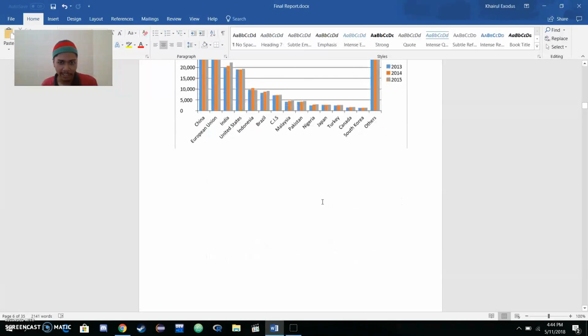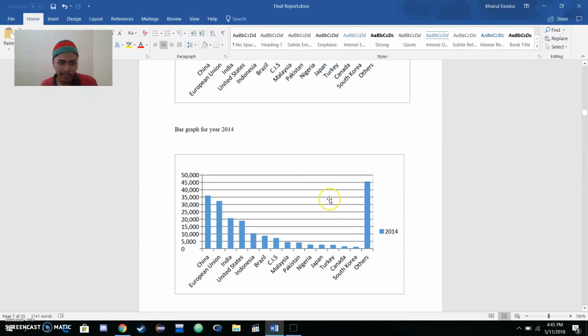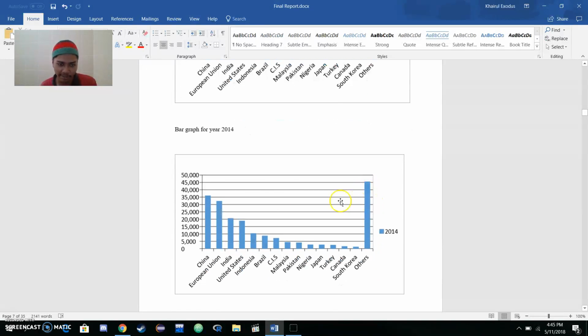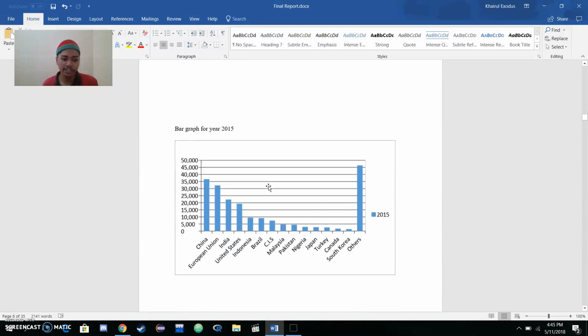Then the bar graph for year 2013: as usual, the highest is others, the second highest is China, then the European Union, and the lowest is South Korea. The second lowest is Canada. The bar graph for year 2014 is briefly the same, only the quantities are different. And then the bar graph for year 2015.